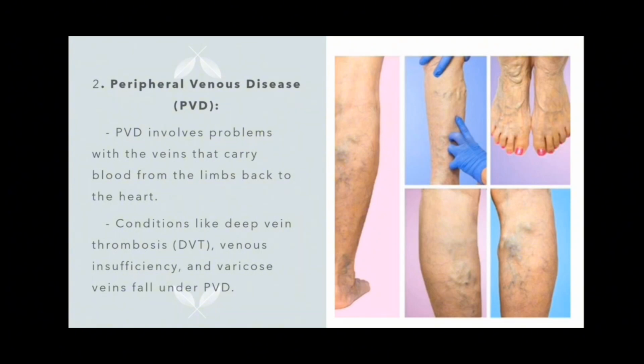PVD refers to conditions affecting the veins in the arms or legs, leading to impaired blood flow back to the heart. So the symptoms may include swelling, heaviness, aching, and visible veins that are twisted and bulging.